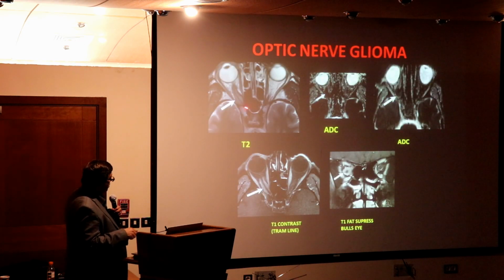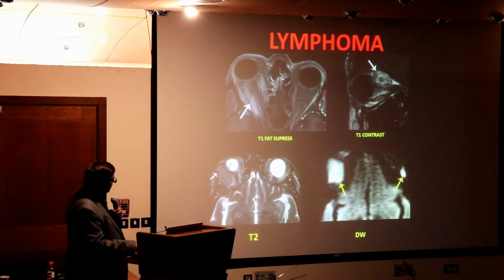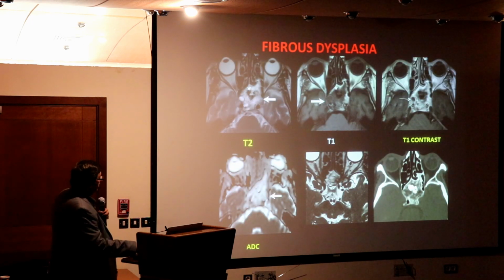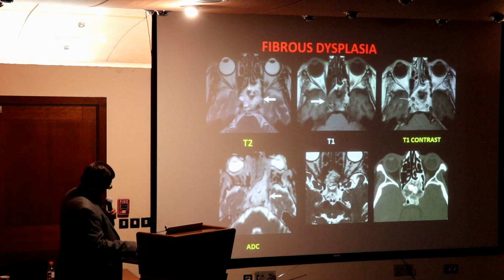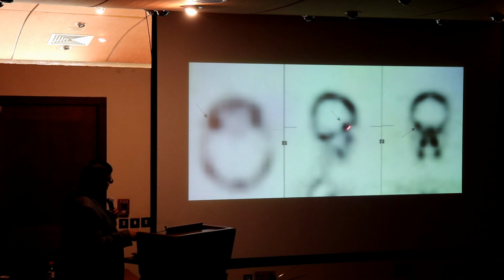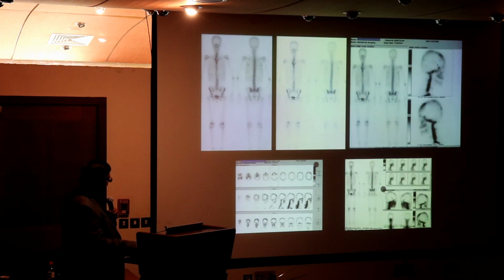Optic nerve glioma, the tram sign, as we said. Lymphoma, you need fat suppression. It looks like a tumor. It is a tumor. Fibrous dysplasia, how it looks. And the isotope. Some of the lesions can take isotope. This was the histiocytosis X actually.